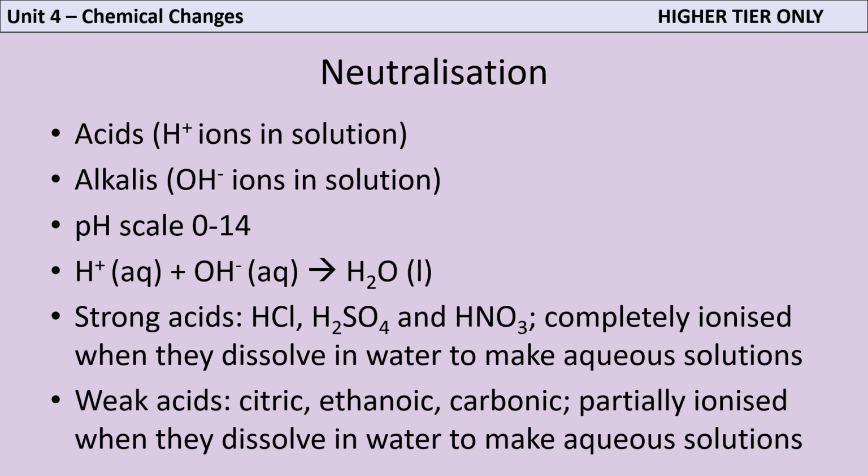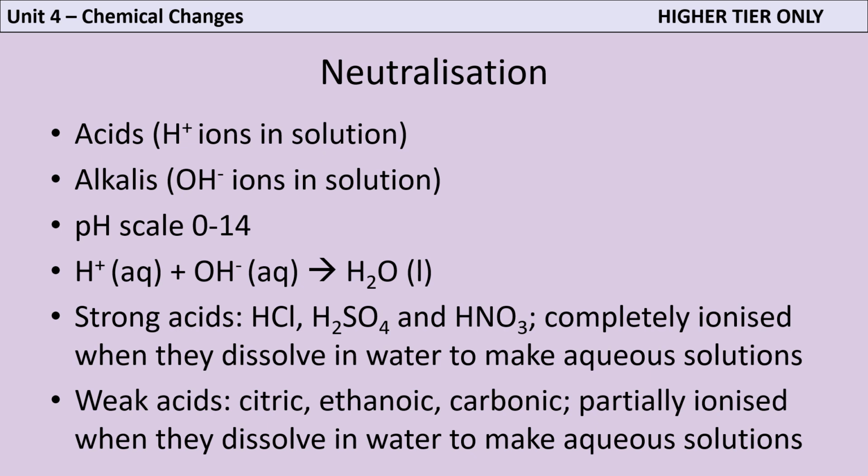Finally, for the pH topic, you should know that strong acids like hydrochloric acid, sulfuric acid, and nitric acid are completely ionized in water or in aqueous solution. In other words, when they dissolve, every acid gives up its hydrogen ion, and this leads to a comparatively low pH. Whereas our weak acids, citric acid, ethanoic acid, and carbonic acid, are only partially ionized or slightly ionized. So many of them hang on to their hydrogen ions.